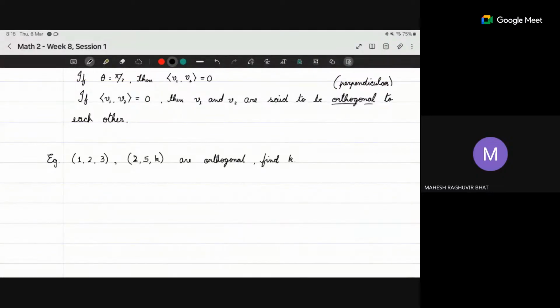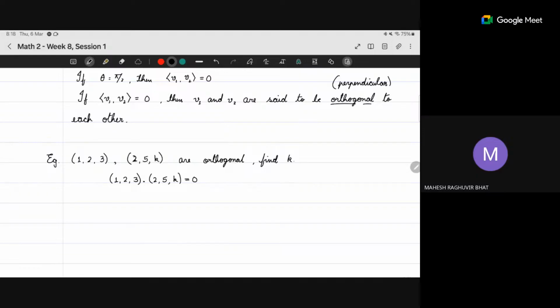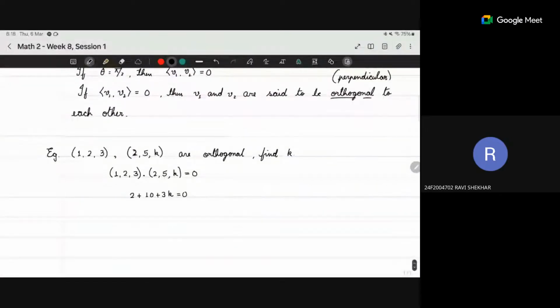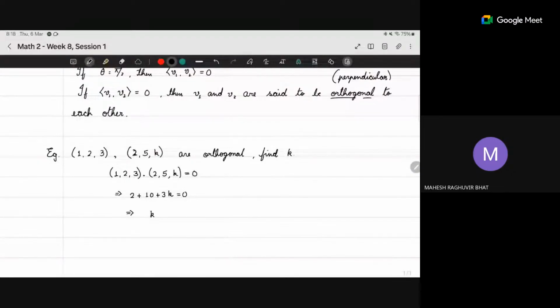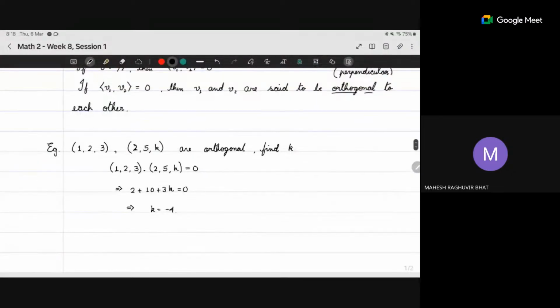Whenever the inner product is not specified, you have to assume that this is the standard inner product, which is just the dot product. So what I need is, these are orthogonal to each other. In other words, the dot product of the two vectors is 0. But what is the dot product of these two? Individual elements multiplied: 1 into 2 plus 2 into 5 plus 3 into k. So it's 2 plus 10 plus 3k. This has to be 0, right? So what is k? K is -4. So for k equal to -4, you will have that these two are orthogonal to each other.